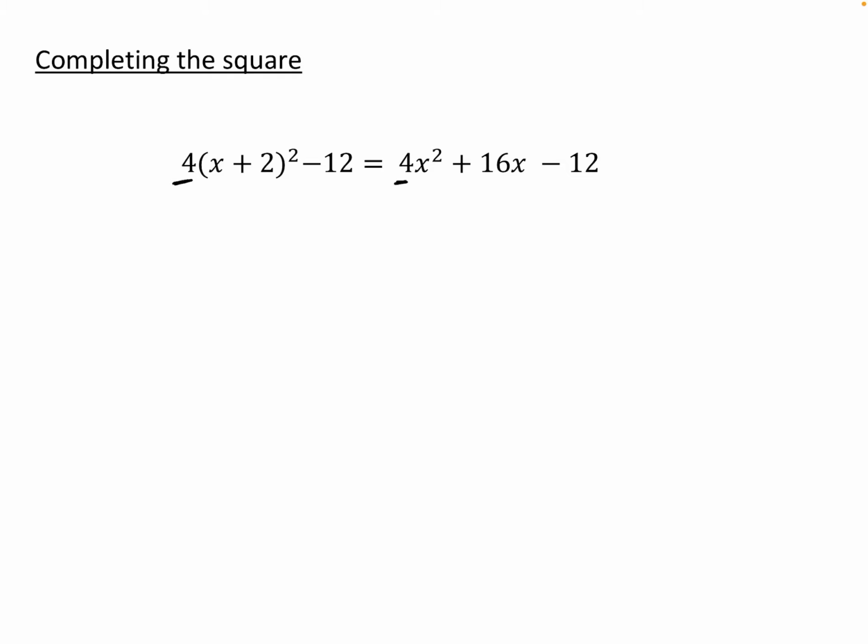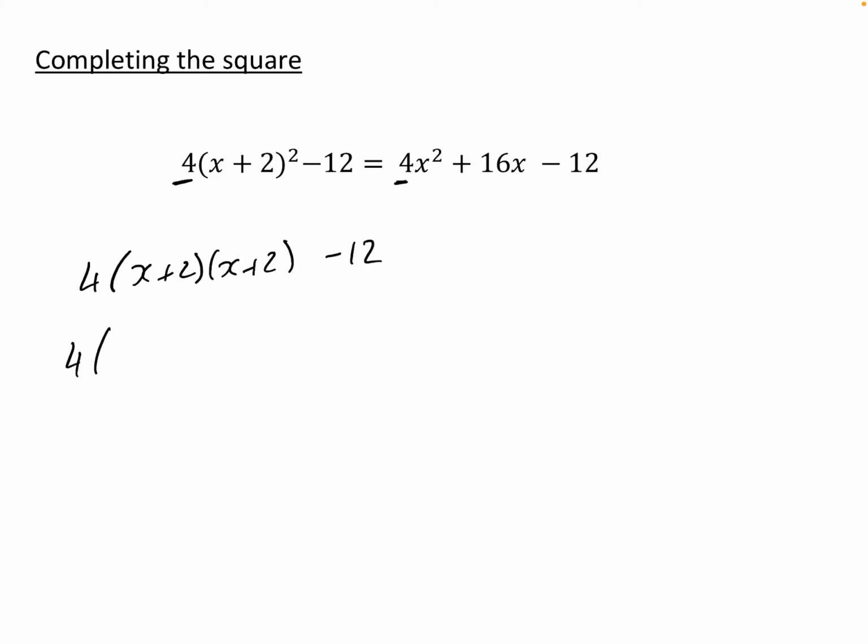Now, to start the lesson, I want to actually just expand this left-hand side and show you that it is in fact equal to the right-hand side. So I'm still going to have 4. That x plus 2 bracket must be written out twice. And then I've got subtract 12 on the end. This 4 is only multiplying these numbers here.